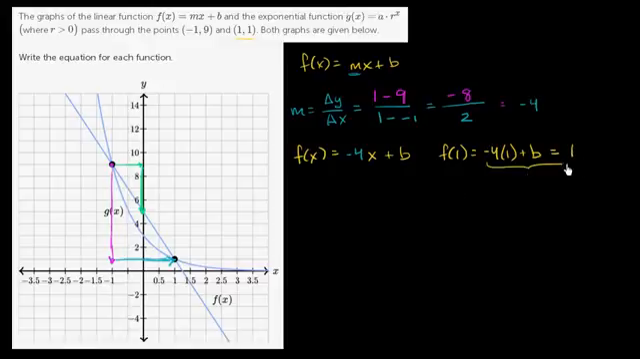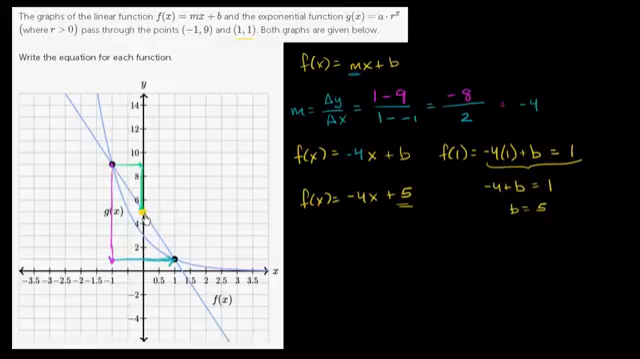And so this part right over here, we could write that as negative 4 plus b is equal to 1. And then we could add 4 to both sides of this equation, and then we get b is equal to 5. So we get f of x is equal to negative 4x plus 5. Now, does that make sense that the y-intercept here is 5? Well, you see that right over here. By inspection, you could have guessed, actually, that the y-intercept here is 5.